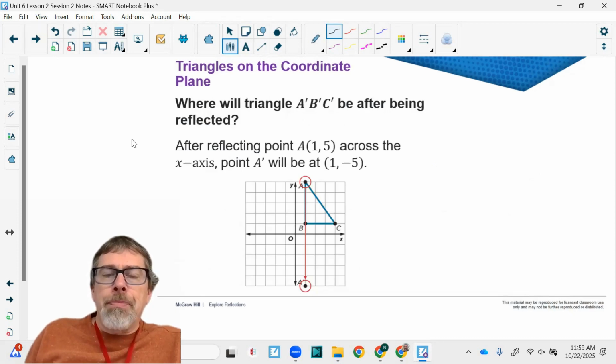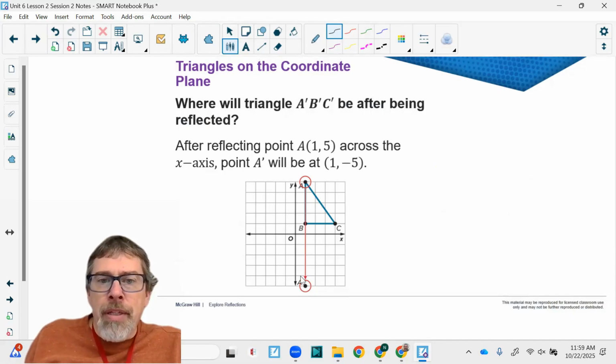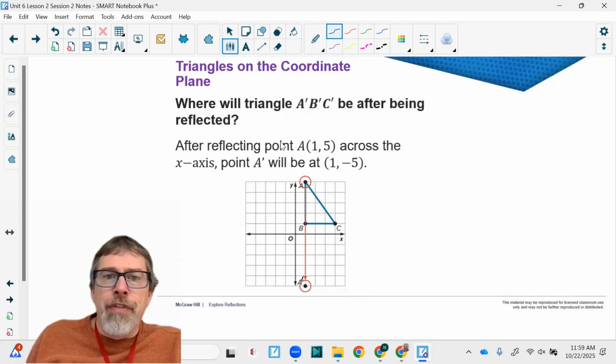So after reflecting point A, which is (1, 5), which is 1, 2, 3, 4, 5 away from the x-axis, 1, 2, 3, 4, 5 away from the x-axis on the other side, that will be A prime. After reflecting point A, (1, 5), across the x-axis, point A prime will be at (1, -5).